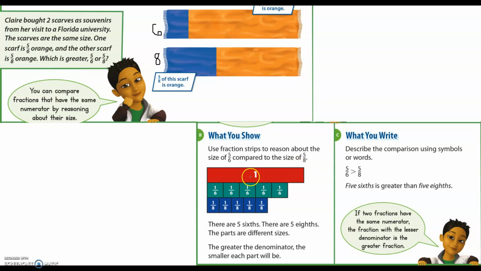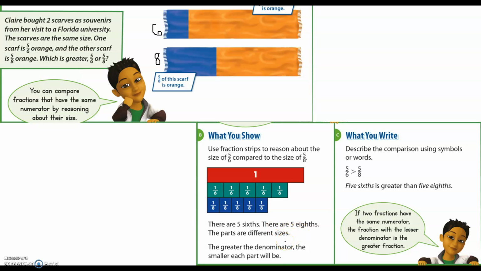So here is our whole. We know 6 pieces make a whole. We have 5. 1, 2, 3, 4, 5. Down here we have 5. 1, 2, 3, 4, 5, and we see that 8 pieces make a whole. You can see that 5/6 is bigger than 5/8. There are 5/6, there are 5/8.